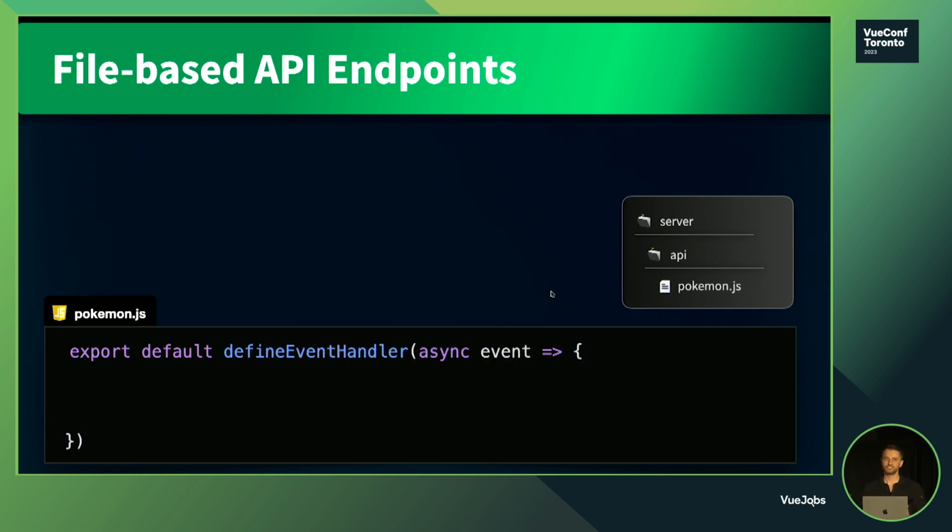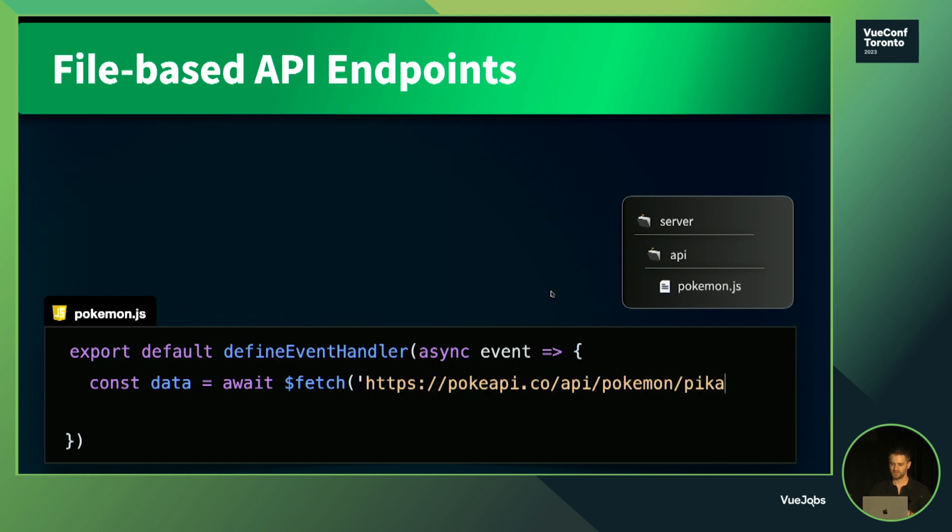And inside of here, we can use the defineEventHandler. This is a utility function that is going to allow us to define the event handler for this API route. It essentially wraps your API logic and provides you with a context object, and this is going to make it easier to handle requests and send responses. So what do we want it to do? Let's just have it fetch a Pokemon. We'll have it fetch Pikachu from the PokeAPI.